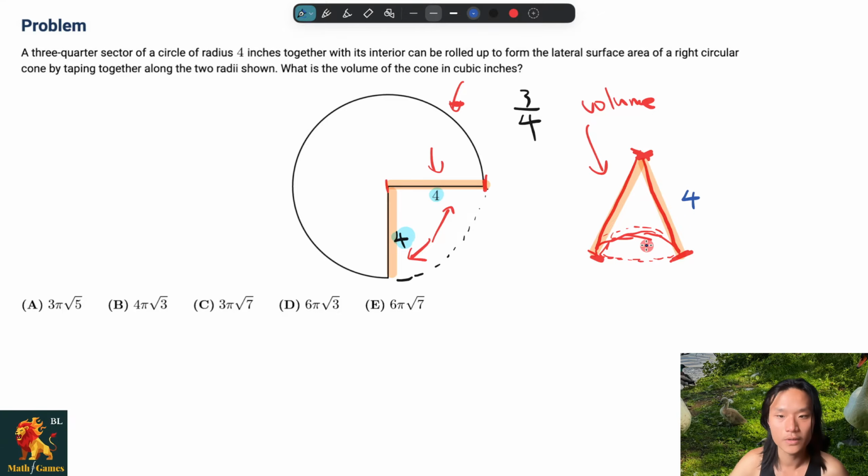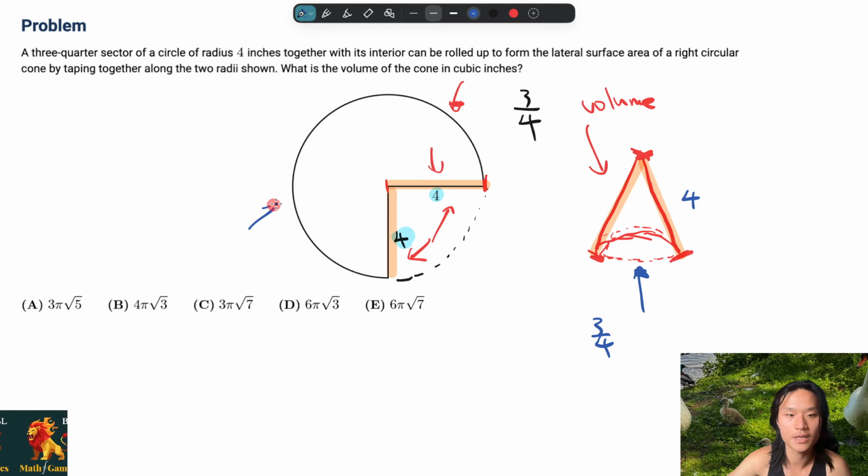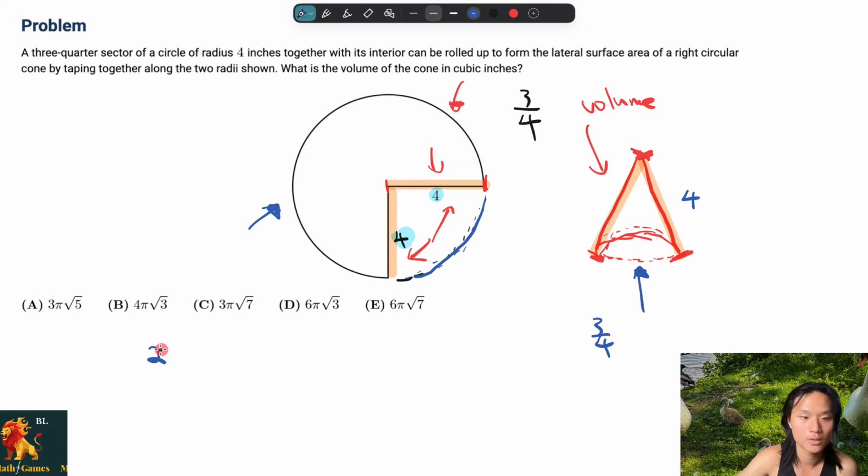And we want to think about what the circumference of the base is. So the base is made of 3/4 of this circle, right? And this circle is of radius 4. So the circumference of this whole circle, if we also account for this bit here, would be 2 pi r, r being 4. So the circumference would be 8 pi.